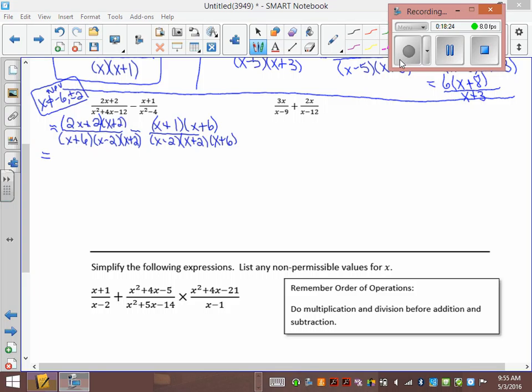So you're going to get 2x times x, 2x squared. 2x times 2, positive 4x. 2 times x, positive 2x. 2 times 2, plus 4. Over (x plus 6)(x minus 2)(x plus 2). Minus x, it's not a difference of squares, this one was a difference of squares.